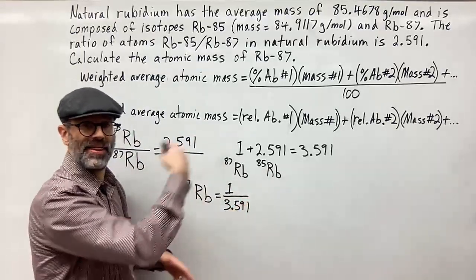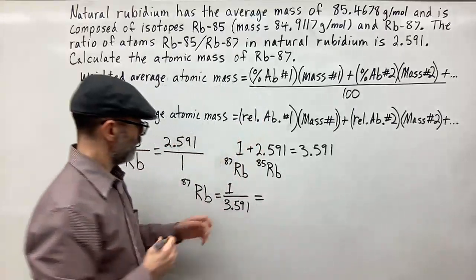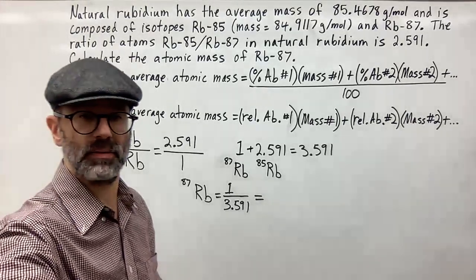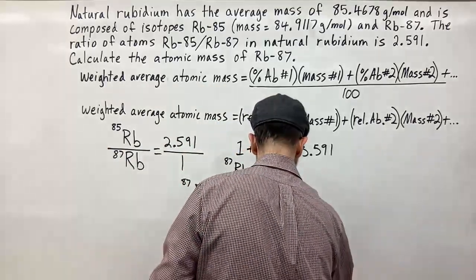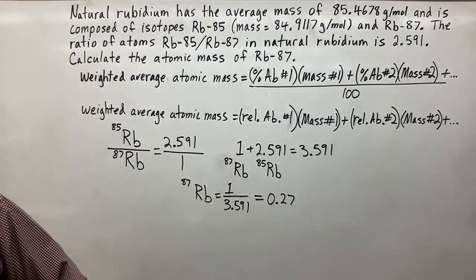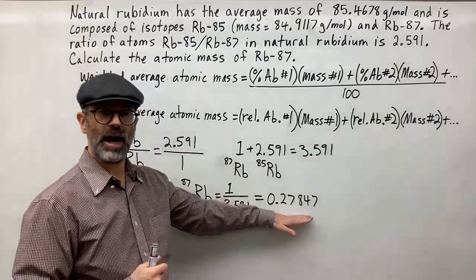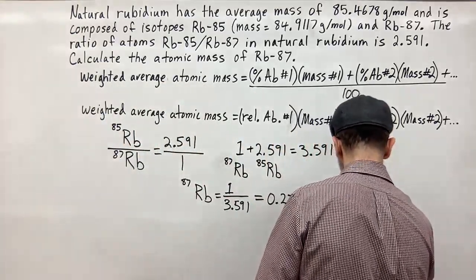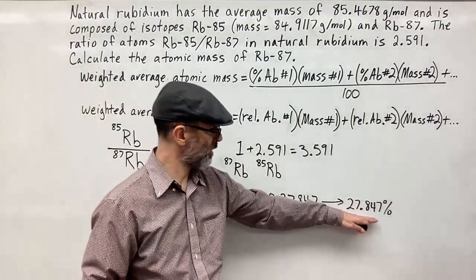Now, if I multiply this by 100, that would give me the percent abundance. So here is the fractional or relative abundance. And if I find this, I get, let's see, let me calculate that. 0.27847. So this is the fractional amount, or relative abundance. If I multiply this by 100, then I get the percent abundance. So if I multiply that by 100, I get 27.847%. So this would be rubidium-87. So the percent abundance is that for rubidium-87.